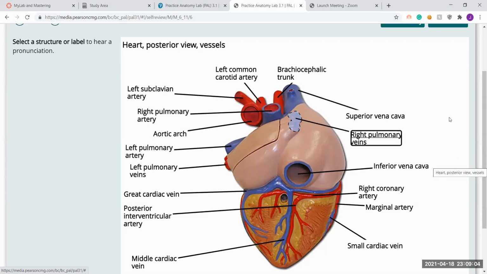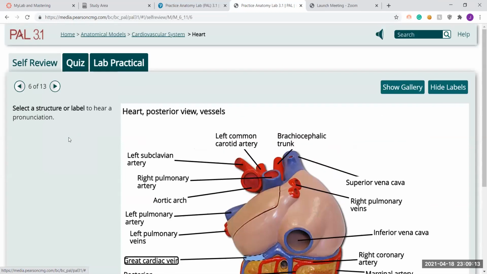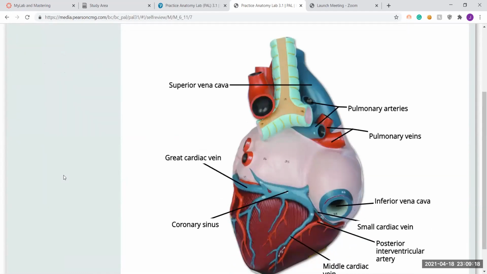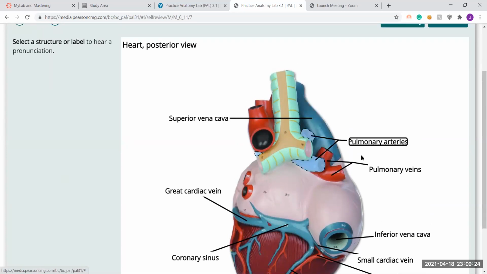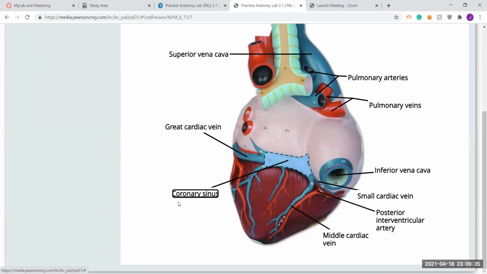These are the structures again, all the structures we talked about. These are the different cardiac veins, small cardiac veins and their structure. This is again heart posterior view and position. You see here, this is the trachea, principal bronchi, just behind your heart. And you can see pulmonary vein, pulmonary artery, superior vena cava, cardiac veins, great cardiac vein, coronary sinus, middle cardiac vein, posterior interventricular artery, small cardiac vein, inferior vena cava. So these are the great vessels.